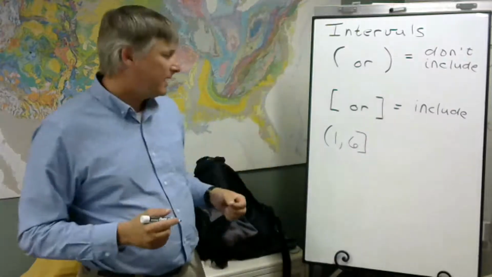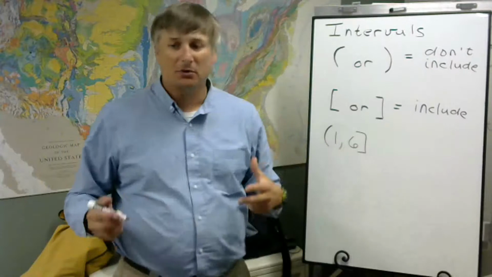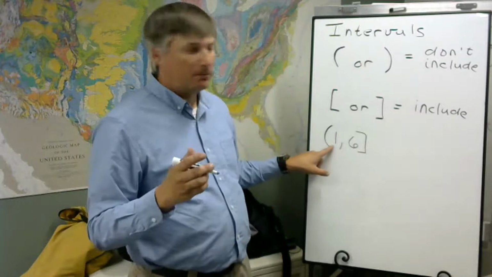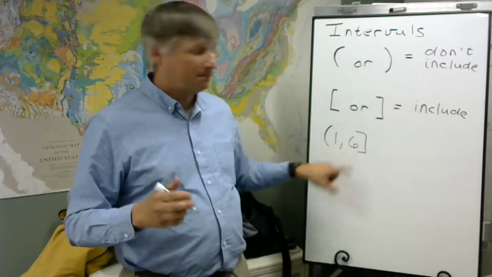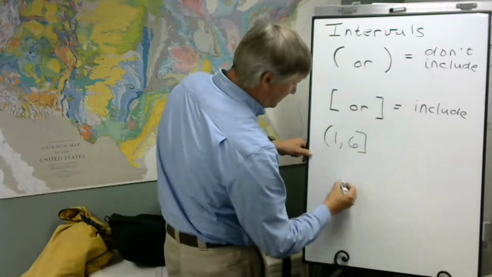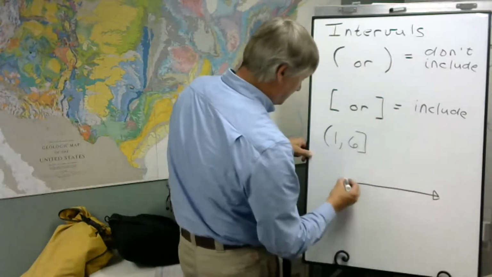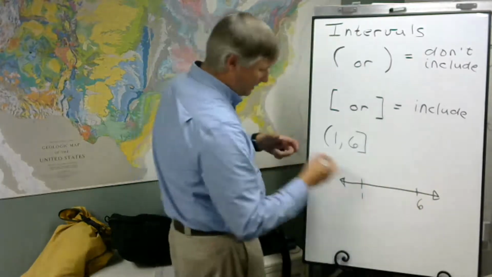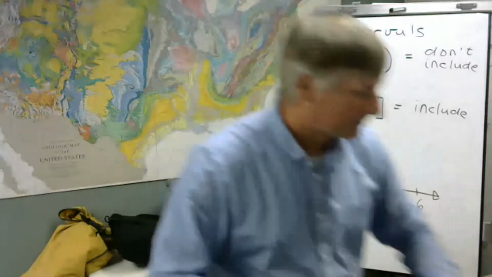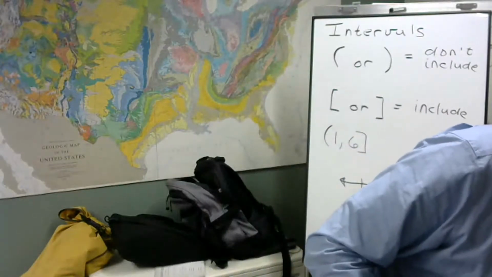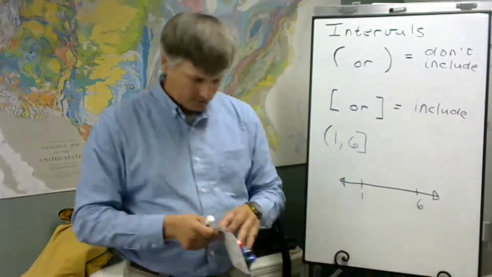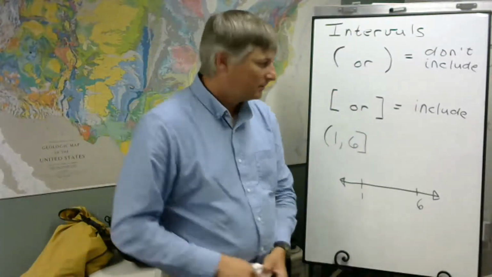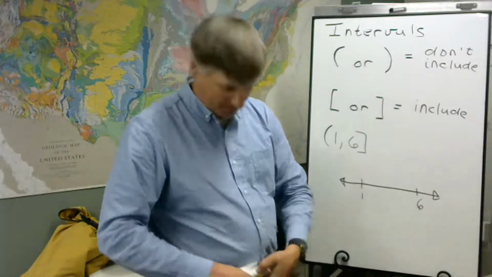Now, what this means is we have an interval from 1 to 6. So all the numbers from 1 to 6. And we're not going to include 1, though, but we are going to include 6. So on the number line, what this means, we have 1, we have 6. So what we would do, and let me grab a pin here, we're going to include the number 6, but we're not going to include the number 1.